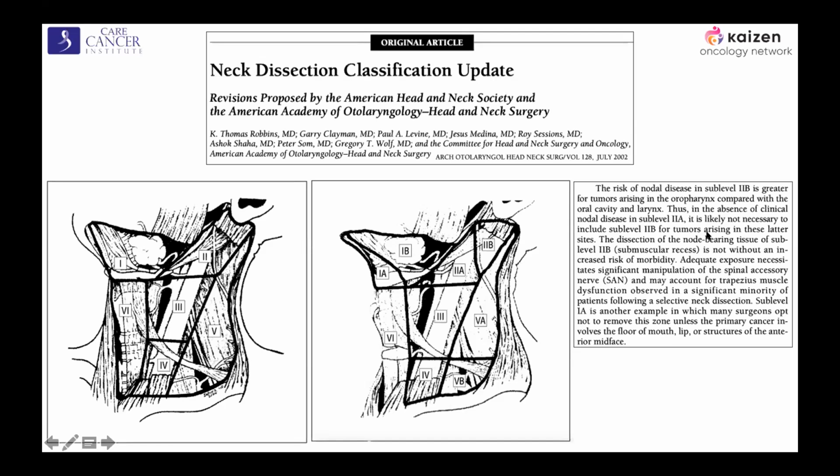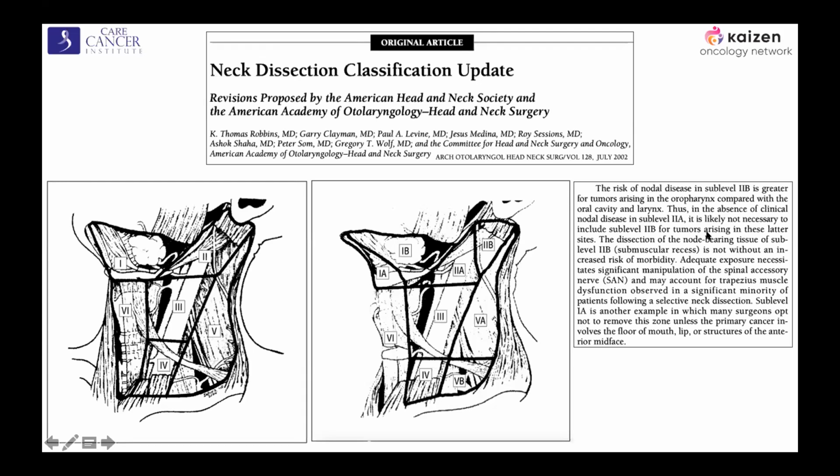So 2A and 2B was basically divided by the spinal accessory nerve, which is obviously not visible on a CT scan. So a surrogate for that is the lateral border of the internal jugular vein. So posterior to the internal jugular vein is your level 2B, and anterior to your internal jugular vein posterior border is your 2A. So basically internal jugular vein is part of the 2A.